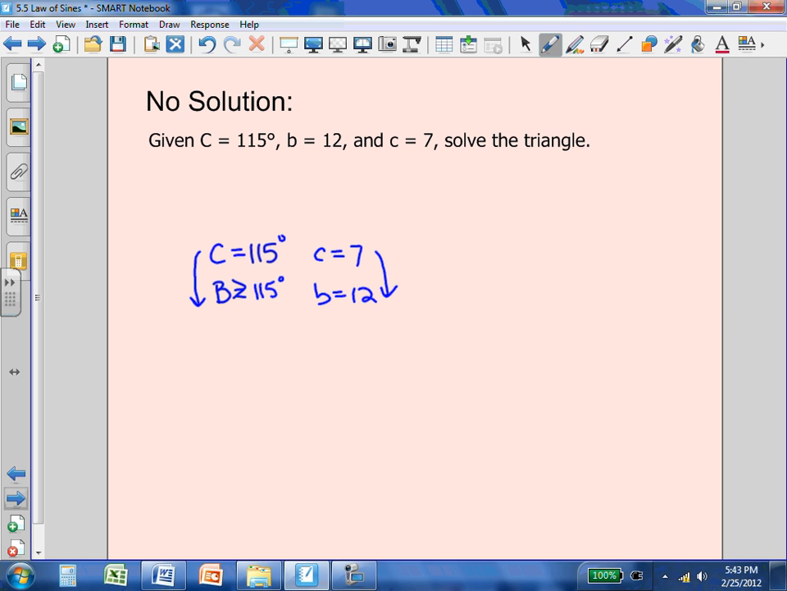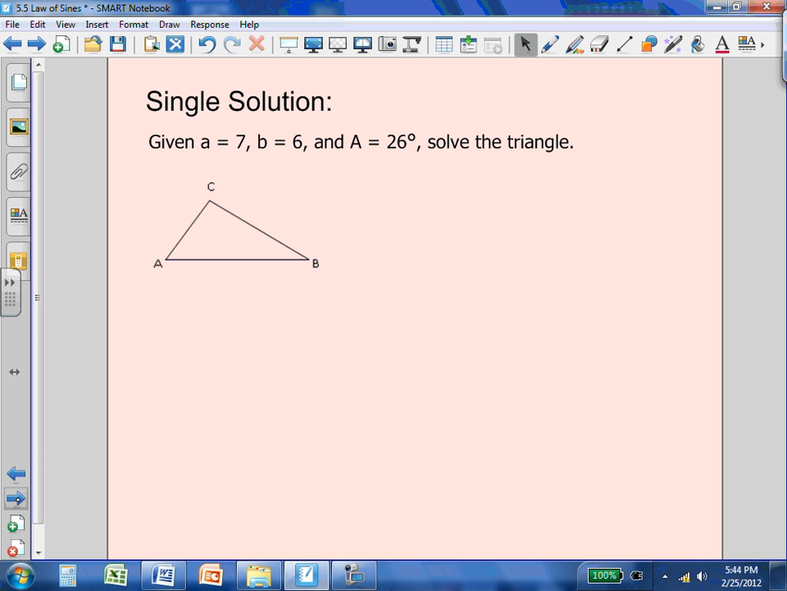That's not possible. We can only have one obtuse angle in there. So it doesn't make any sense. It's not going to work out. There's no way that we are going to have a triangle here that has two obtuse angles. So no solution there. Okay, here's one that has a single unique solution.